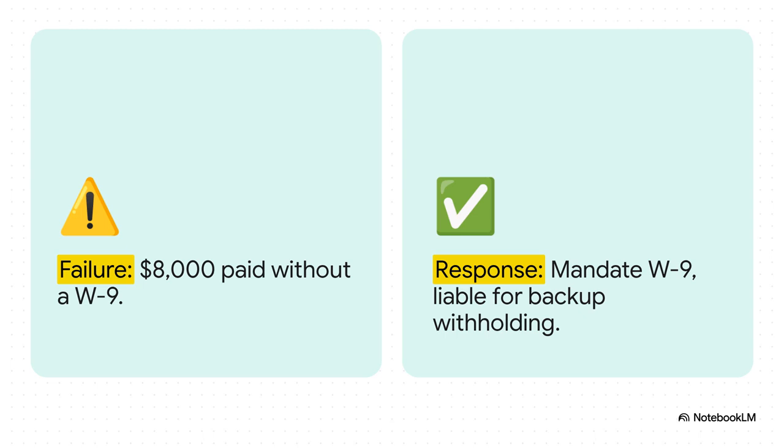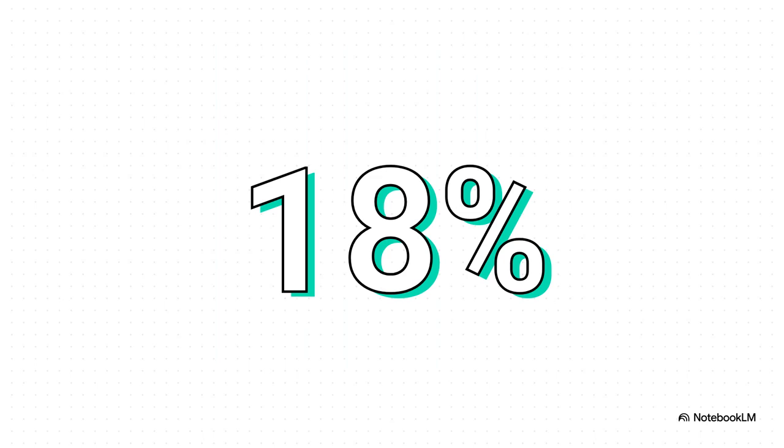Absolutely no payment is made and no one gets entered into accounts payable without a W-9 on file. Period. Case C, 18%. You're reviewing a payroll run and the total is 18% higher than the previous month. But there are 0 new hires.